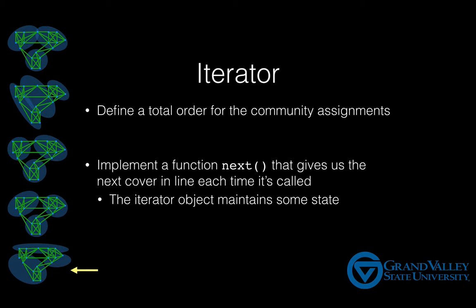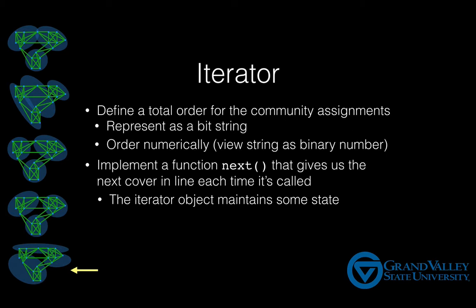The iterator object maintains some state describing the current position in line. For a Java array list, the iterator object maintains the index of the next item in the array to be returned. Our algorithm's iterator is a little more complicated, but more or less maintains some state describing the last community assignment returned and the changes that need to be made to generate the next one. We define a total ordering for community assignments by simply representing each assignment as a bit string, and ordering them by representing the bit string as a binary number.